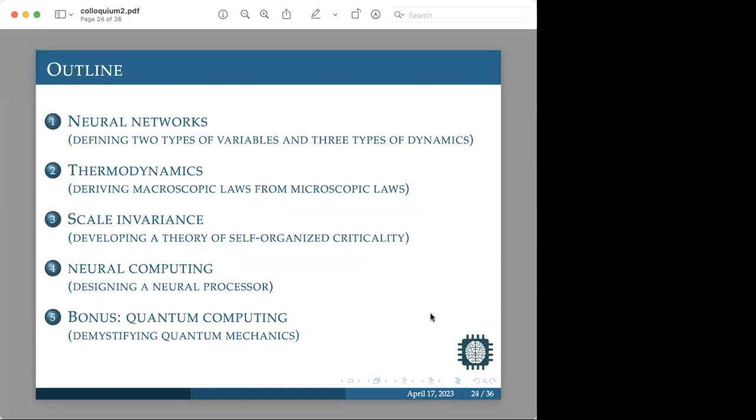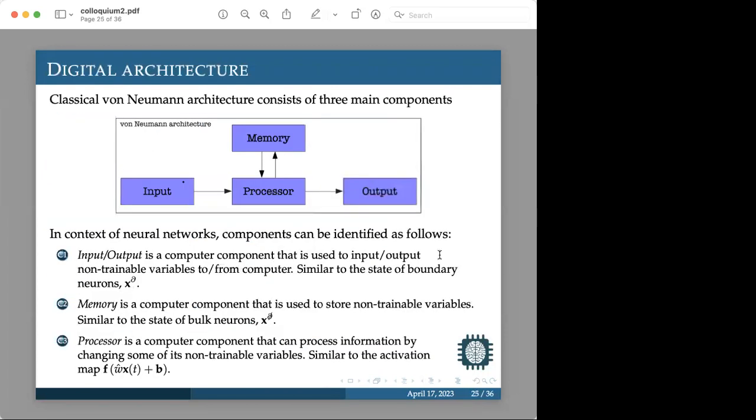So now we'll go to the actual computer architecture and see how we can design such a computer. This is a classical von Neumann architecture, and this is pretty much the architecture of the computers that you're using right now to connect to this Zoom meeting. There is input, output, whatever the devices used for input and output, like monitor, keyboards, mouse. Then there is a memory, and there is a processor.